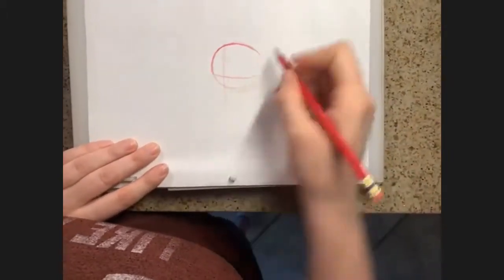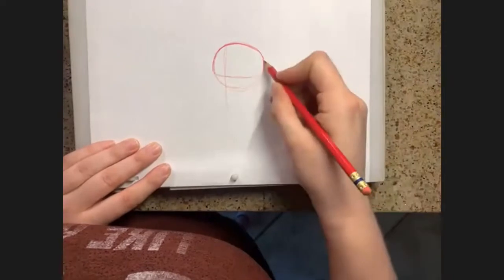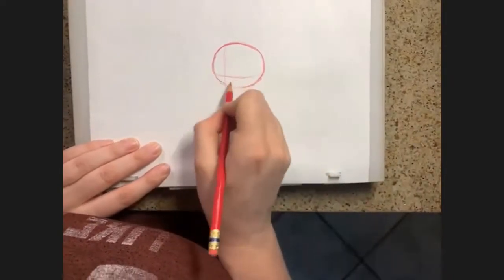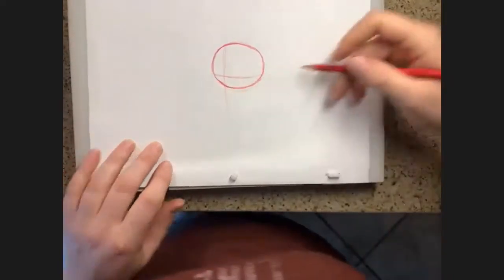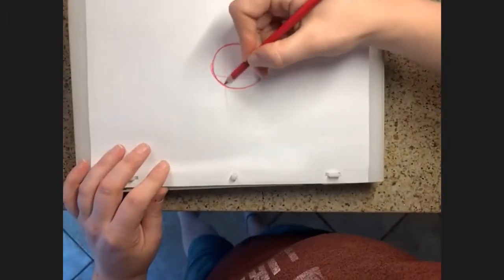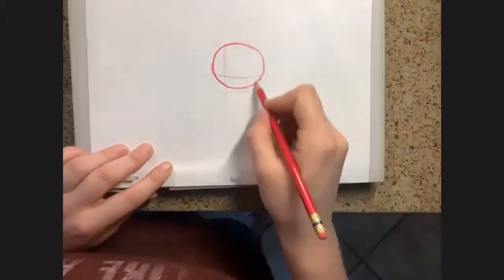Usually I don't draw dark on my papers because then it's harder to erase. But then the camera doesn't pick it up either. So I'm going to press down really hard. You do not have to draw this dark.